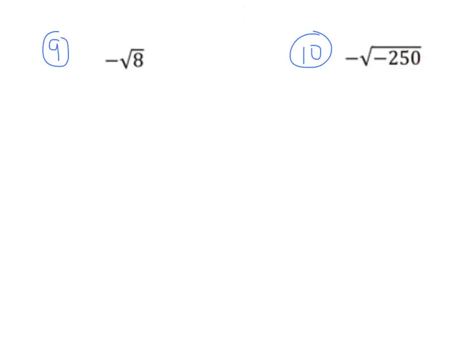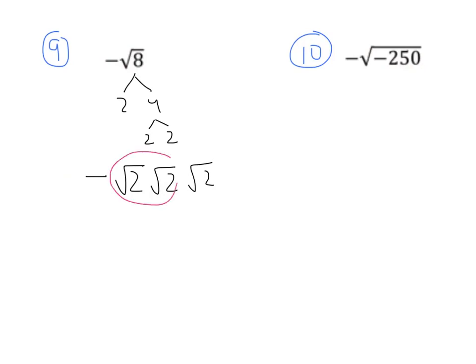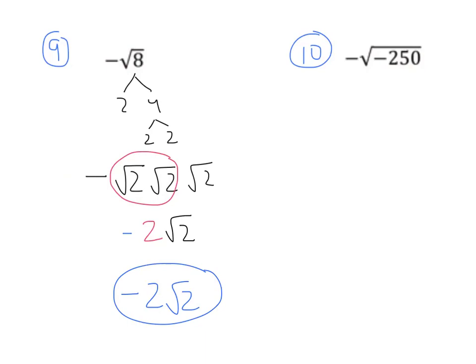All right, if I were to factor radical 8, that's 2 times 4, this is 2 times 2. So here's what we have. We would have the opposite of the square root of 2 times the square root of 2 times the square root of 2. Right? And right here, radical 2 times radical 2 is 2. So this is 2 times the square root of 2, and then I'm taking the opposite of the whole thing. So that's my answer. Negative 2 radical 2. This is a negative number. It's not an imaginary number.